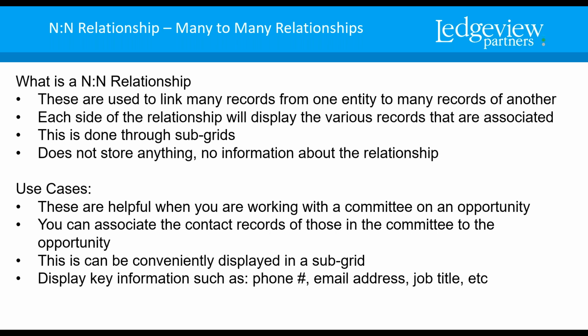Okay. It also can be helpful to create a use case when you're working with a committee on an opportunity, creating a many-to-many relationship between an opportunity and contacts. That way, you can associate contact records for those committees. It can be displayed in a convenient subgrid, and you can display key information, phone numbers, email addresses, job titles, etc. However, what it's not going to do is keep historical information or information about who updated that. It's literally just you see what you get. Okay? You see their name, you see their phone number, you see their email address. It's just that subgrid information.